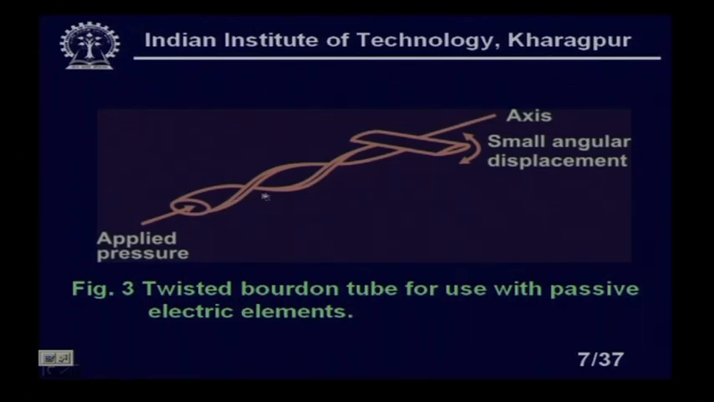What will happen if I apply pressure? This side will try to move. Again the same principle, this is an elliptic or oval shape, it will try to make it circular. So, this will be rotated. In this way also I am getting the small angular displacement that can be amplified mechanically to get the output, right. This is another form of Bourdon tube, called the twisted Bourdon tube.